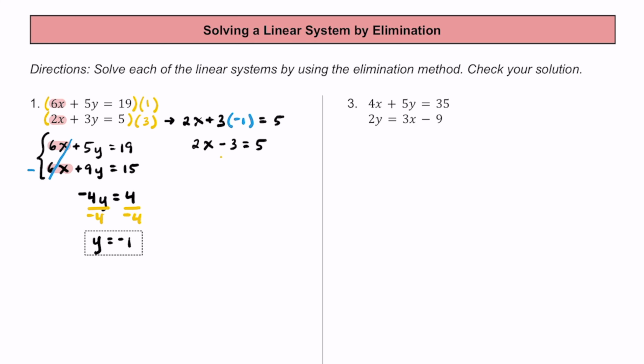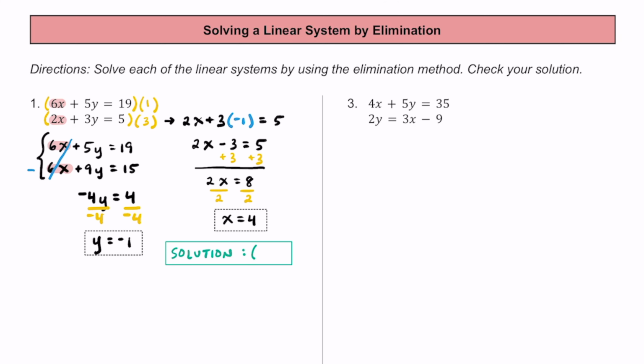Let's solve this two-step equation now. Add 3 to both sides, and we get 2x is equal to 8. And then finally, let's divide both sides by 2. Dividing both sides by 2, we find out that x is equal to 4. So the solution for this system of linear equations is 4 comma negative 1. So these two linear equations would intersect in quadrant 4.